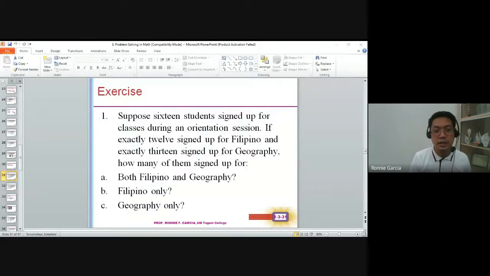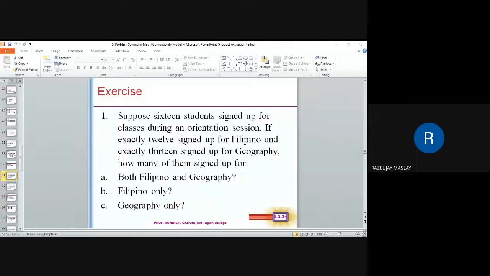16 daw ka estudyante. Nag-appeal sila og orientation. 16 sila ka buok, pero naa diri nga gusto nila mo-appeal jud sa duha ka session. Duha ra man ka session ang naa diri, ang Filipino session ug ang geography session. So, pila ka buok ang katong duha jud ang giapilan? That's the first question that we need to answer. So I will wait for the answers. 12.